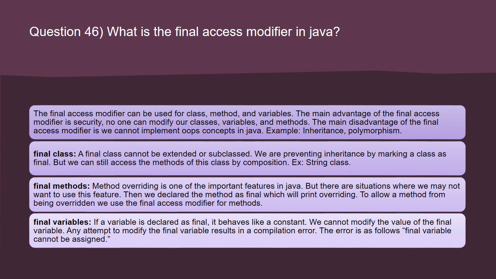Final variables. If a variable is declared as final, it behaves like a constant. We cannot modify the value of the final variable. Any attempt to modify the final variable results in a compilation error. The error is as follows: final variable cannot be assigned.